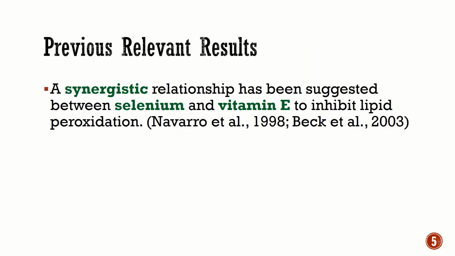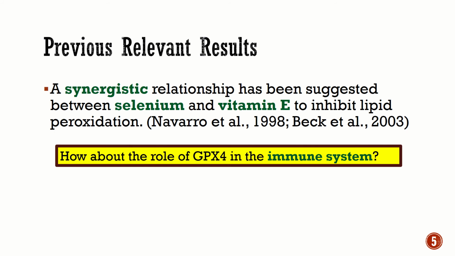So here are the previous results. There's a synergistic relationship between selenium and vitamin E to inhibit peroxidation of lipids. And we can see that selenium is incorporated into GPX4. So we can know that GPX4 is also involved in the lipid peroxidation pathway of the scavenging network. Okay, so we can know that GPX4 is very important for ROS scavenging. So how about its role in the immune system?